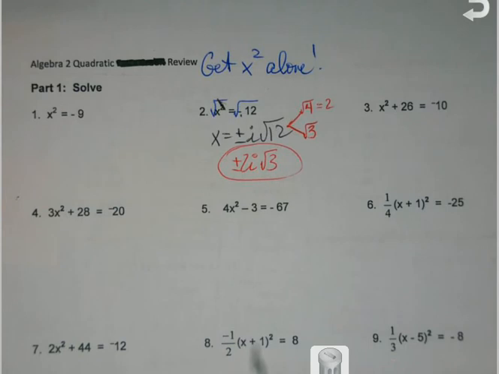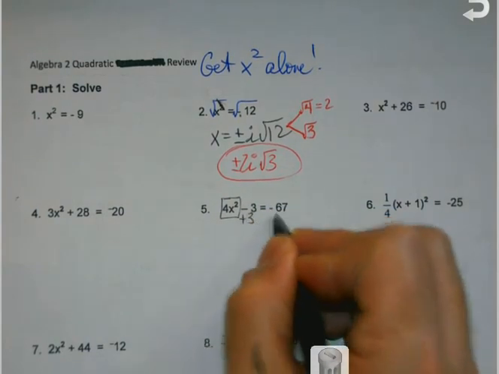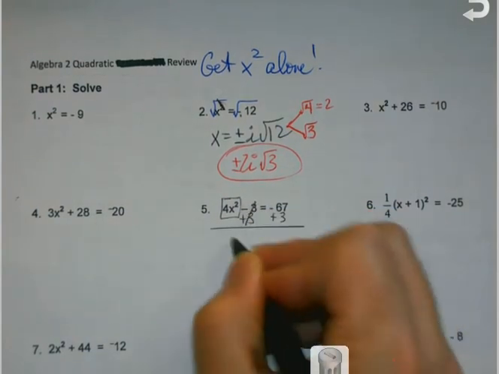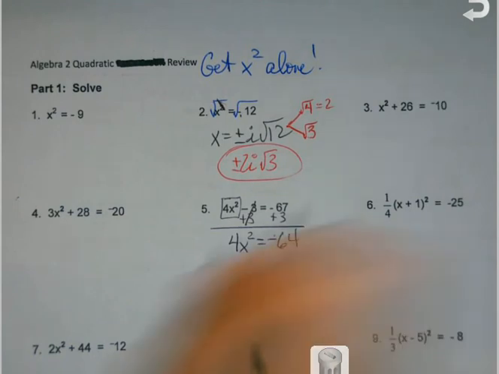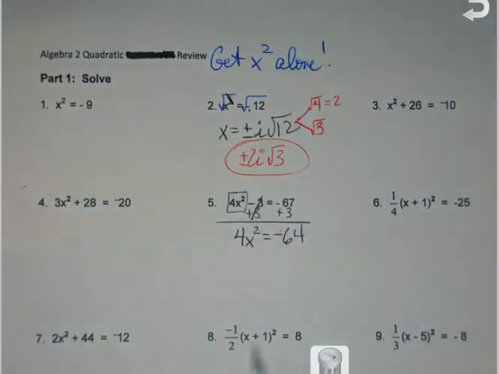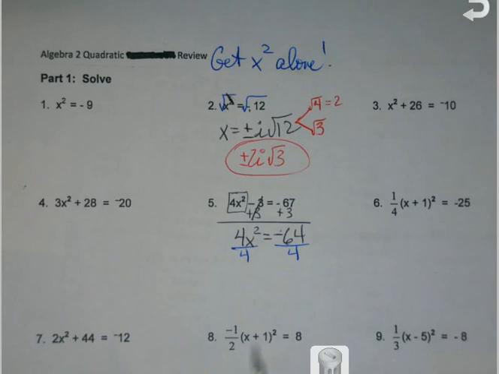If I was doing number 5, I look at that and I go, okay, got to work on getting this alone. Get the 3 out of there. And this is where some of you got yourself into trouble Friday. You looked at that 4 and you're like, ooh, it's a perfect square. I'm going to square root it right now. Don't do it. It's not alone yet. Whoa.